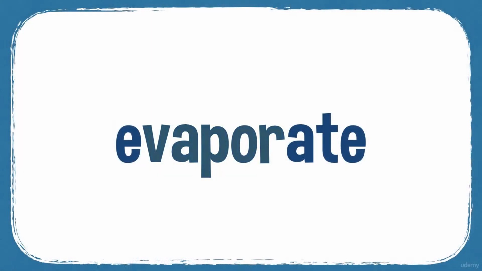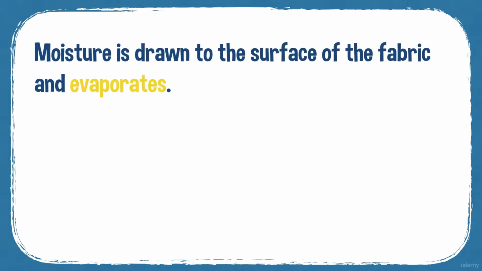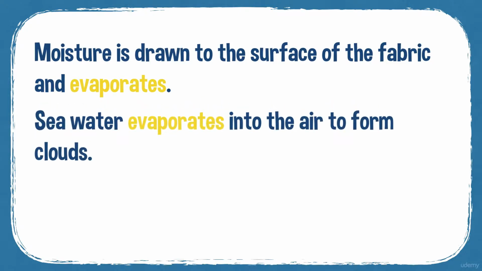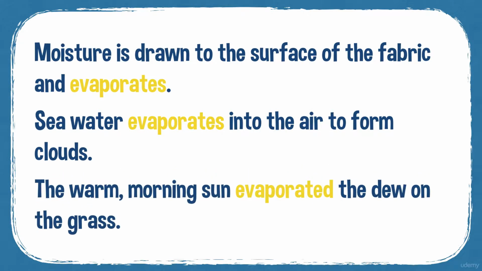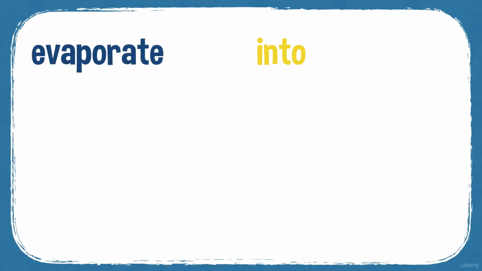I use the word vapour. You can see the word vapour here in the word evaporate. Steam is also called water vapour. So a liquid that turns into a gas is known as a vapour. Evaporate. For example, moisture is drawn to the surface of the fabric and evaporates. Seawater evaporates into the air to form clouds. The warm morning sun evaporated the dew on the grass. The dew. Dew is water that appears on grass early in the morning.